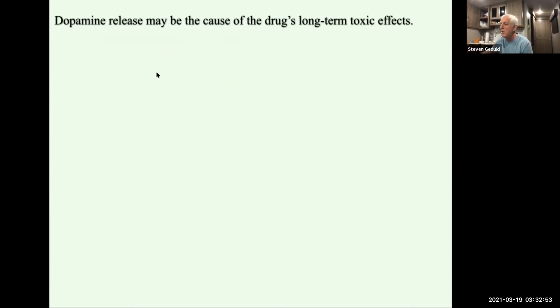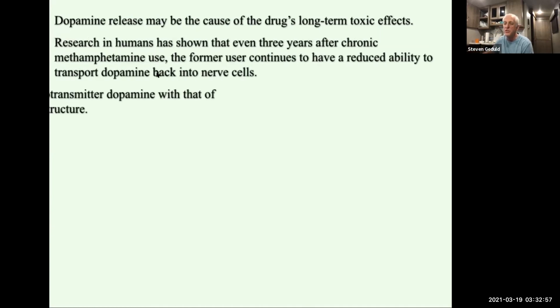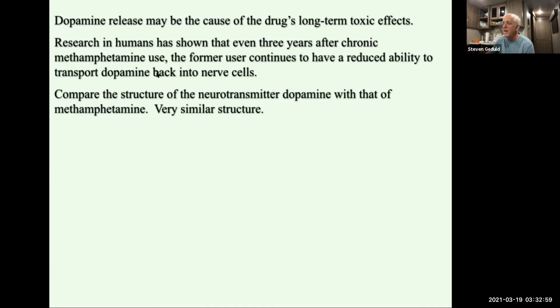Dopamine release may be the cause of the drug's long-term toxic effects. Okay. Research has shown that 3 years after chronic methamphetamine use, the former user continues to have reduced ability to transfer dopamine back into nerve cells. So it's damaging nerve cells with chronic use. And they can't reuptake the norepinephrine and the dopamine as neurotransmitters.